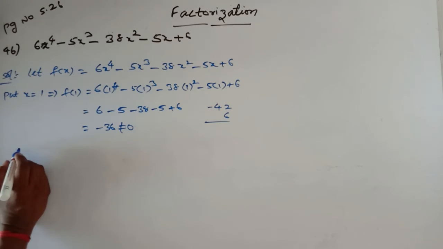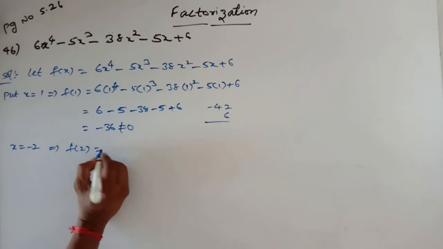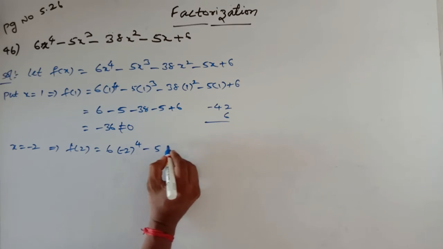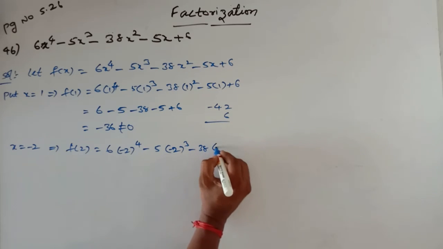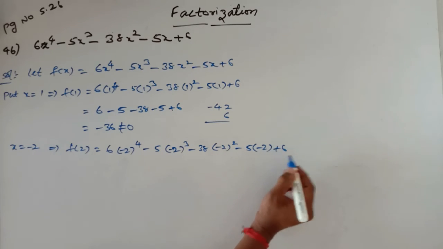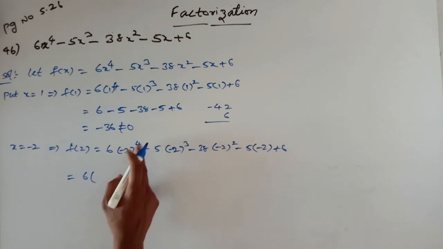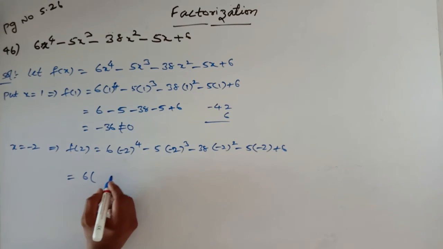In the same way, I am going to take x is equal to minus 2, then substitute. f of minus 2 equals 6 into minus 2 whole to the power of 4, minus 5 into minus 2 whole cube, minus 38 into minus 2 whole square, minus 5 into minus 2, plus 6. That equals 6 into 2 to the power of 4. The power is an even number, so the answer will be positive. 2 to the power of 4 is 2, 4, 8, 16.